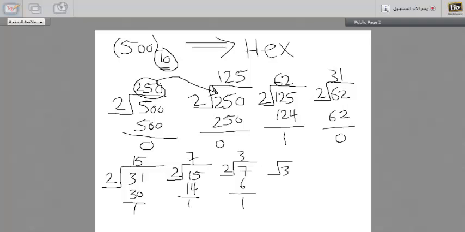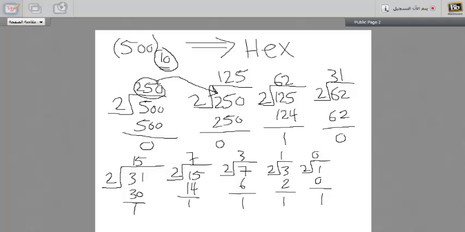Now we have the 3. 3 divided by 2 is 1. 1 times 2 is 2. And the remainder is 1. Okay? Now we have a 1 here. 1 divided by 2 is 0, because we don't have 1s and 2s, so 1 divided by 2 is 0, 0 times 2 is 0, and the remainder is 1.